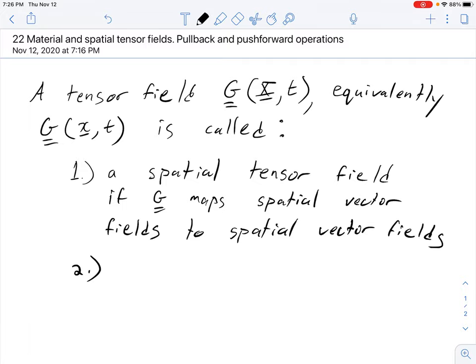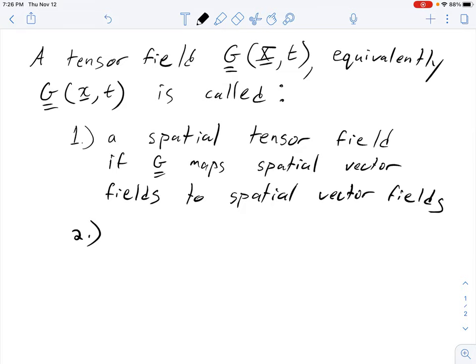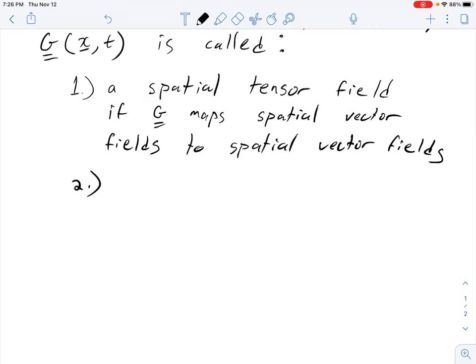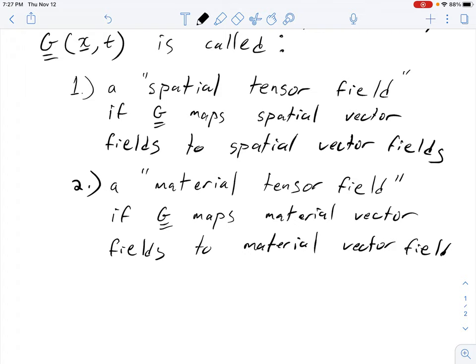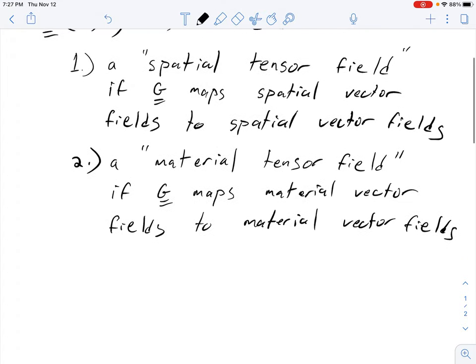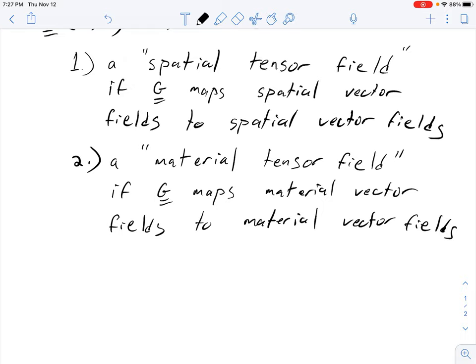A material tensor field if it maps material vector fields to material vector fields. So, vector fields in the reference configuration. And it's called a mixed tensor field if it maps material vector fields to spatial vector fields or vice versa.